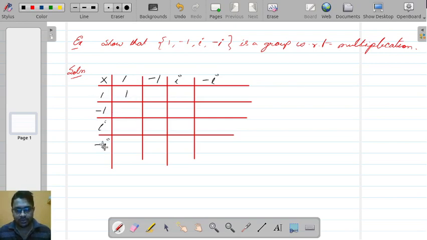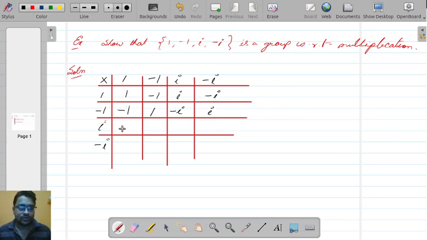Since it's a finite set, we are just finding the products of each element with every other element, to see if the closure property is satisfied. We can also conclude about the associative and commutative properties from here itself. So 1 into 1 is 1, 1 into -1 is -1, 1 into i is i, 1 into -i is -i. Then -1 into 1 is -1, -1 into -1 is 1, -1 into i is again -i, and -1 into -i is i.